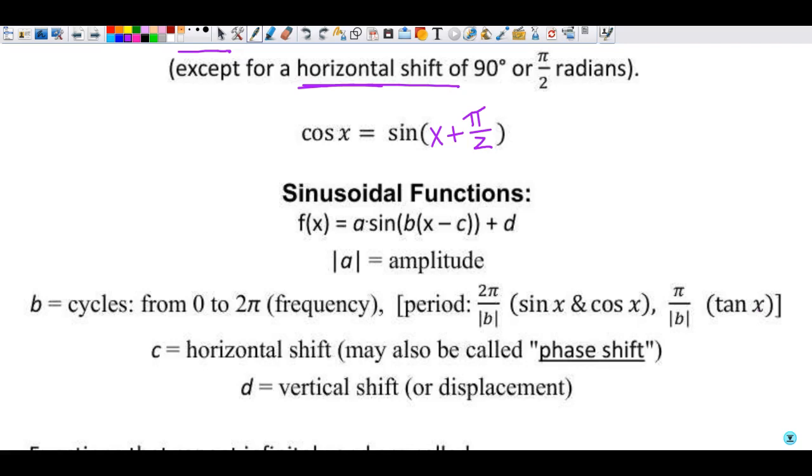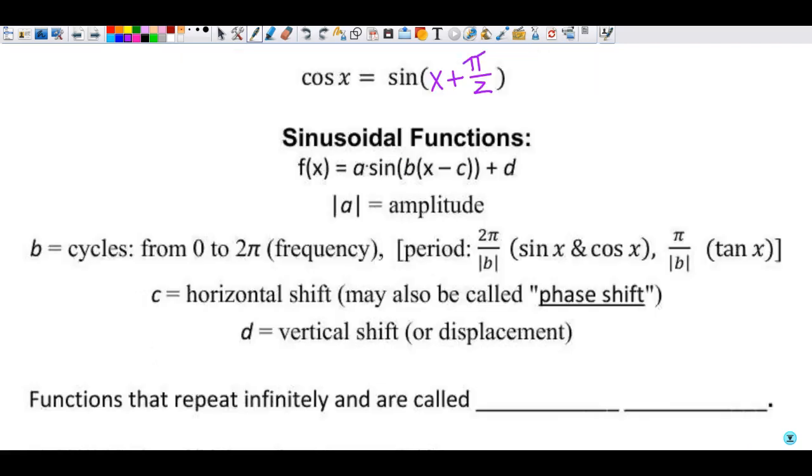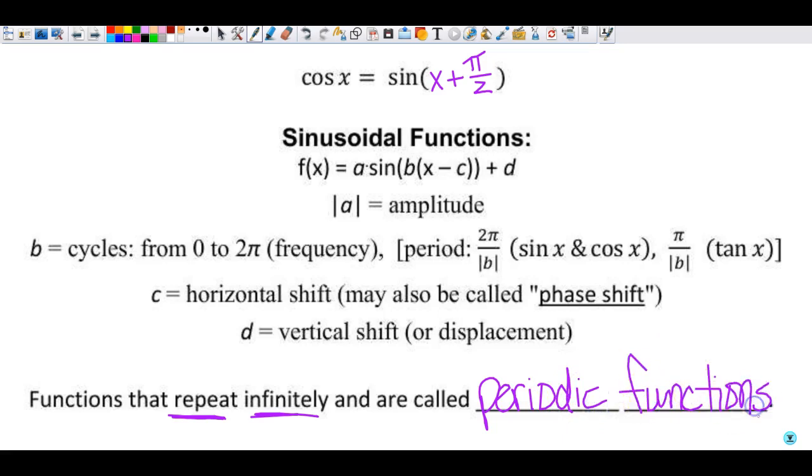Then c here, that is your horizontal shift, just like it was for the other functions that we looked at, which is also called a phase shift for your trig functions. And then d is still your vertical shift, sometimes also called displacement. Okay, so functions that repeat infinitely, which these do, are called periodic functions. They're periodic because they have periods that repeat.